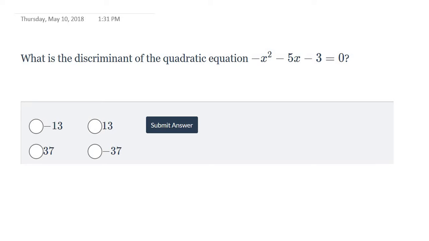Here's a video to help you with today's homework. We're going to be working on discriminant. The first set is to find discriminant.